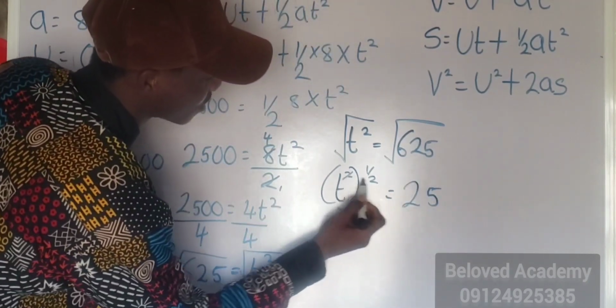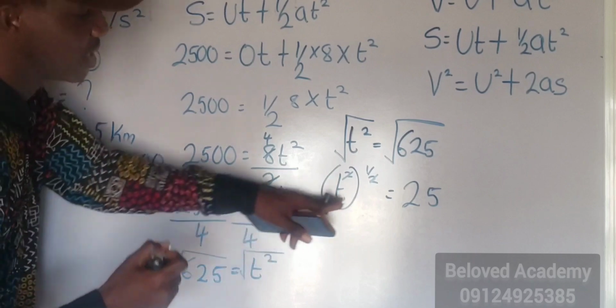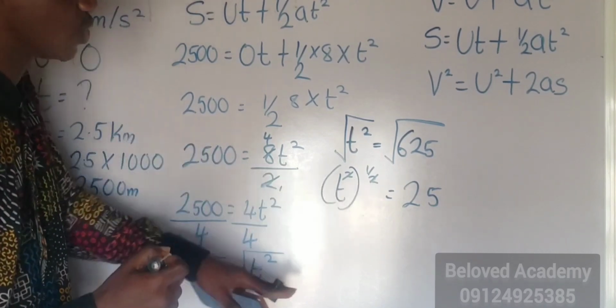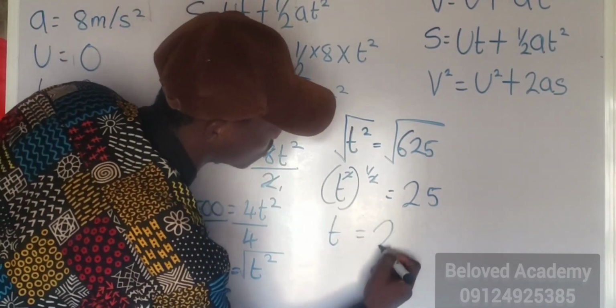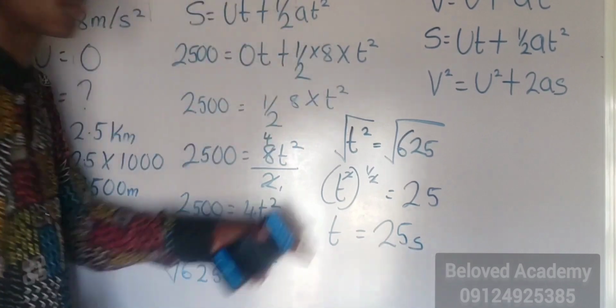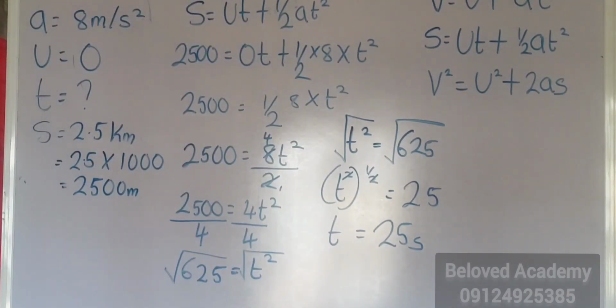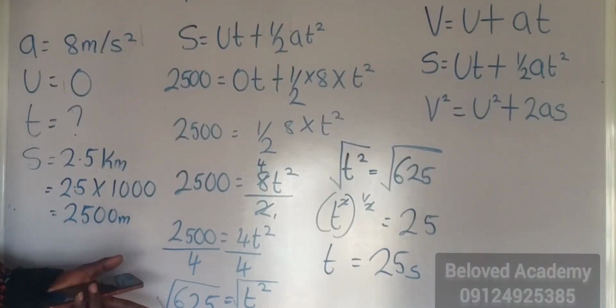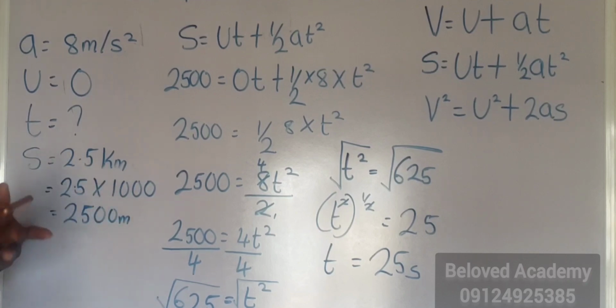By the time we take this, we multiply, these two we cancel, we divide these two. So I'm going to have t is equal to 25 seconds, because the square root of 625 is what? 25 seconds, because the unit of time is what? Seconds. Okay, so that's how to solve the question.